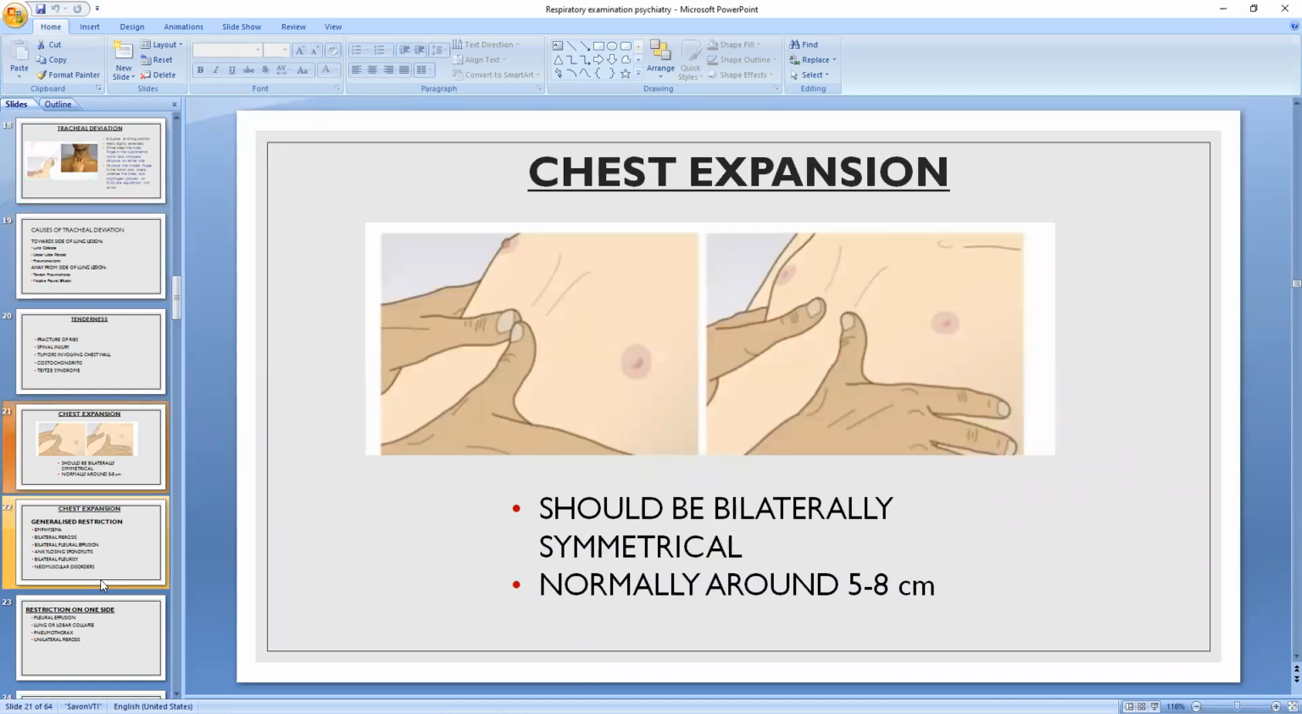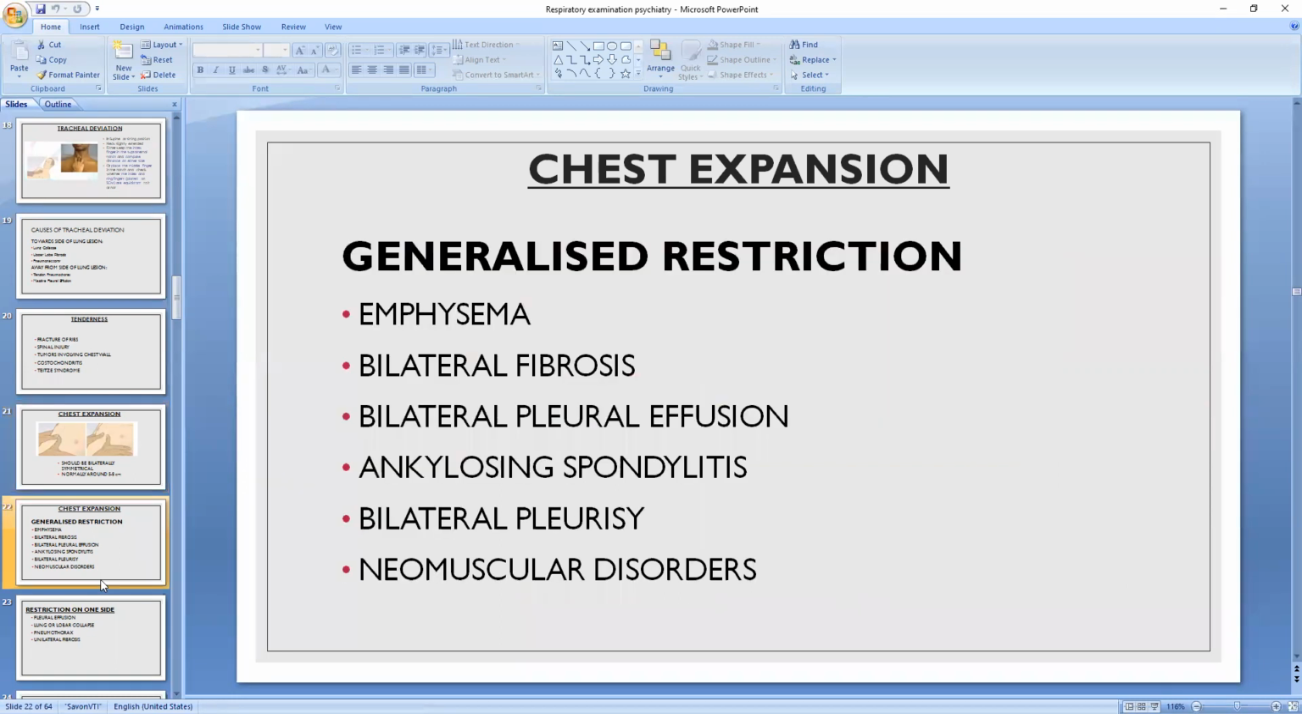We can look for the chest expansion by putting both the thumbs below the sternum and wrapping our hands around the inframammary area, and it should be bilaterally symmetrical. It is normally around 5 to 8 centimeters. Chest expansion can be restricted due to generalized causes like emphysema, bilateral fibrosis, bilateral pleural effusion.